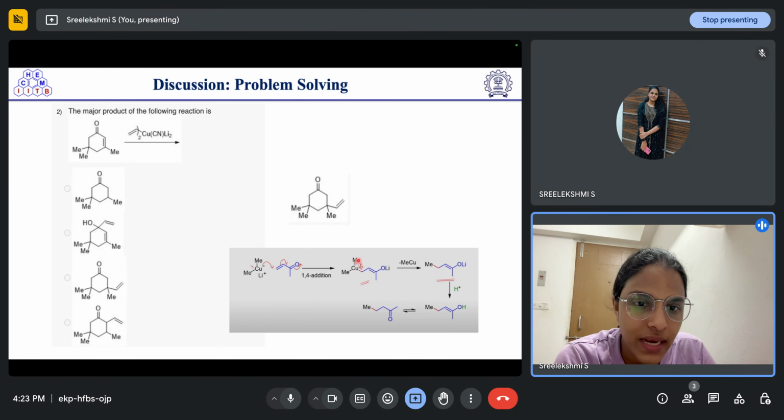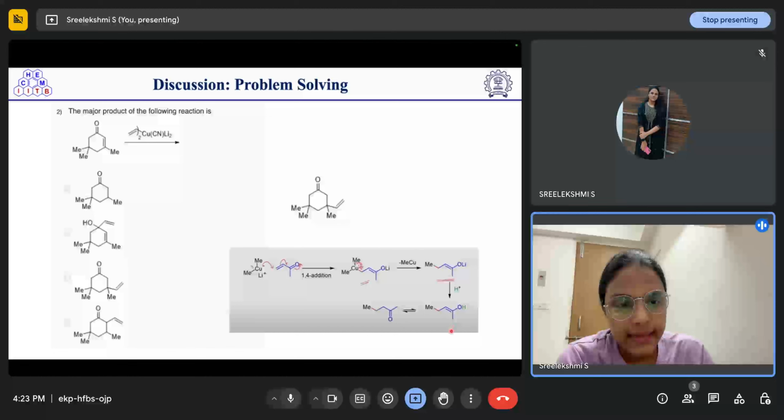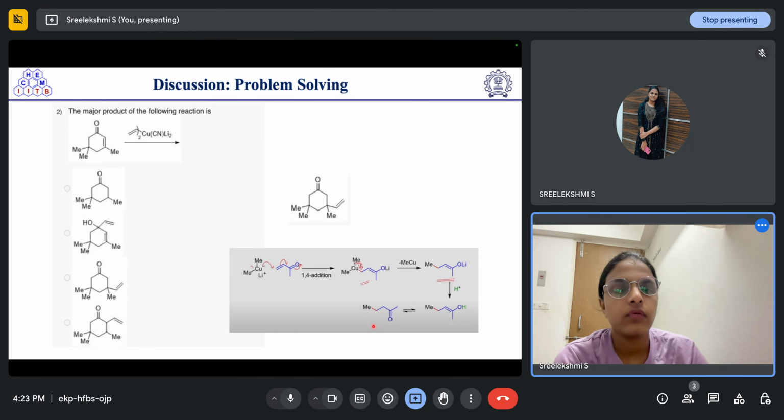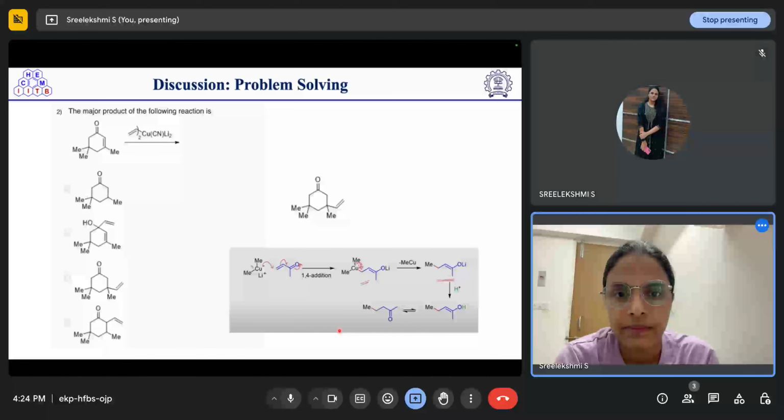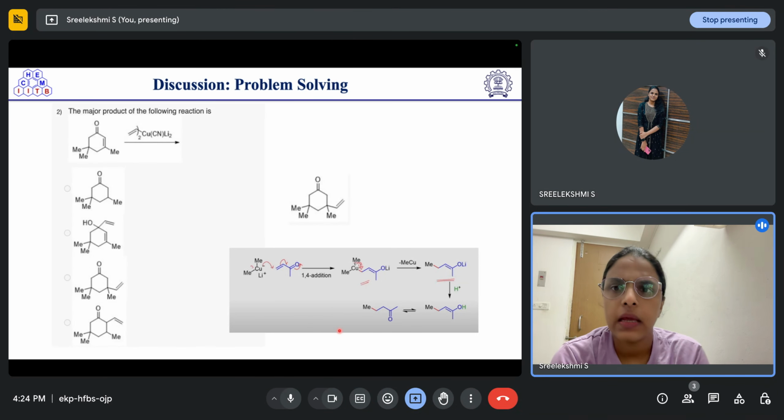Then this methyl group will attack over this, and this methyl copper group will be leaving to form this particular compound, which is also a lithium enolate, which upon workup will give this enol, which is the tautomer of, we can say, this ketone. So that is basically the mechanism of 1,4 addition reaction. I hope it's clear. We have seen many examples in the lectures as well regarding this 1,4 addition.